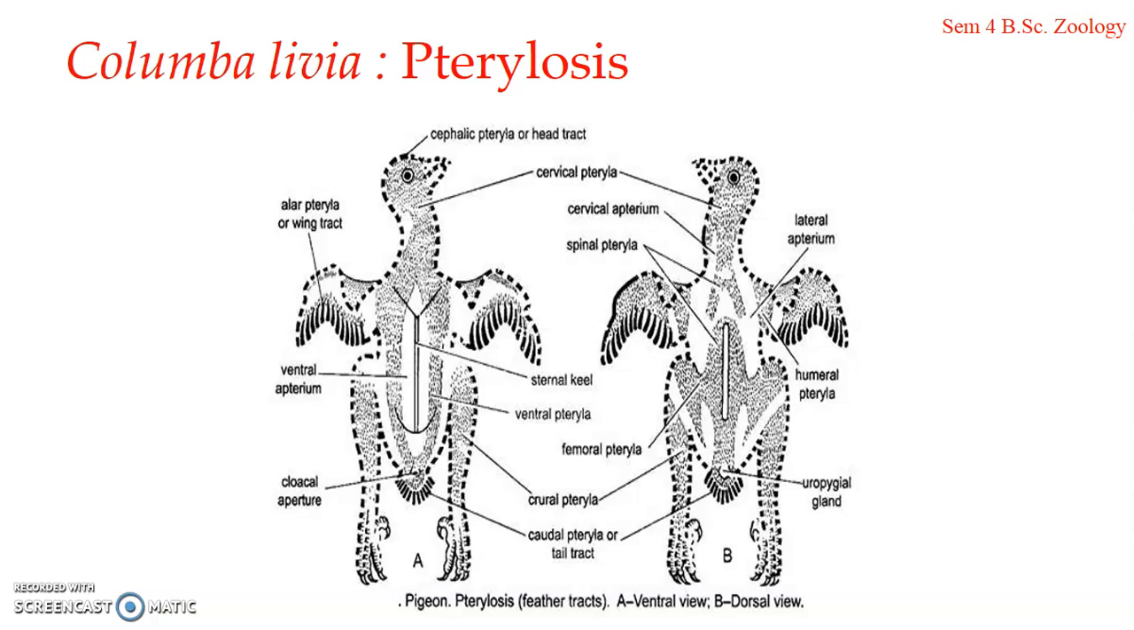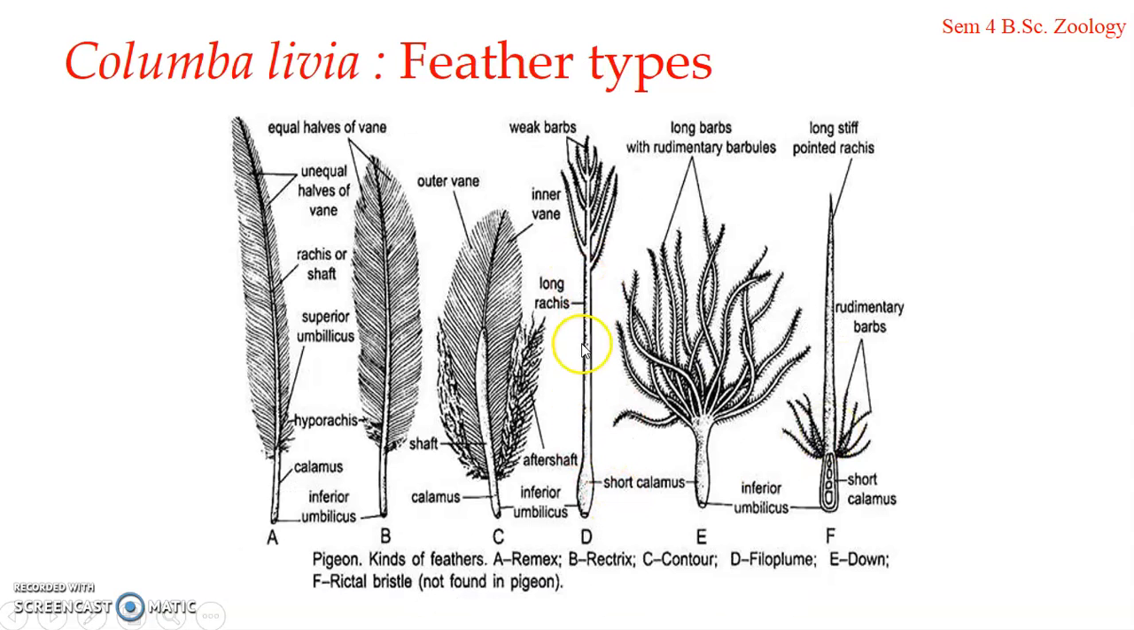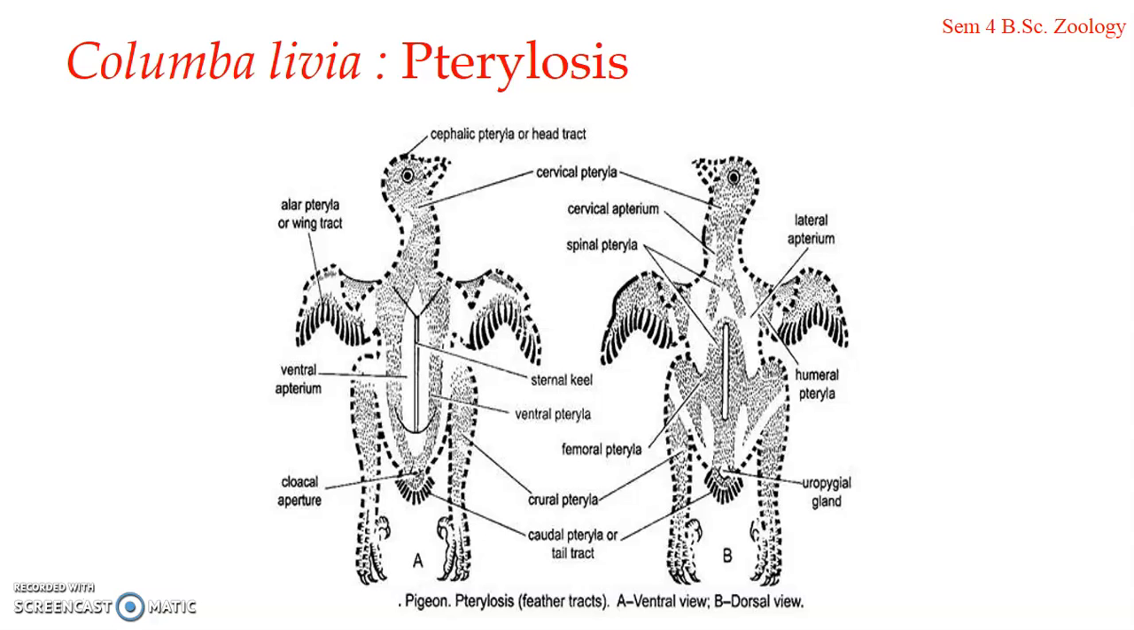These apteria are the featherless areas between the pterylae, and in pigeons they are covered with filoplumes. I hope you remember the filoplume. These are the kinds that have a very short calamus and a long rachis, while the barbs are independent. They are weak barbs and don't have any hamulus to hold them together. Such filoplumes are distributed all over the apteria, and also down feathers in the case of ducks and many other birds. In pigeons, it is filoplumes that are distributed over the apteria.